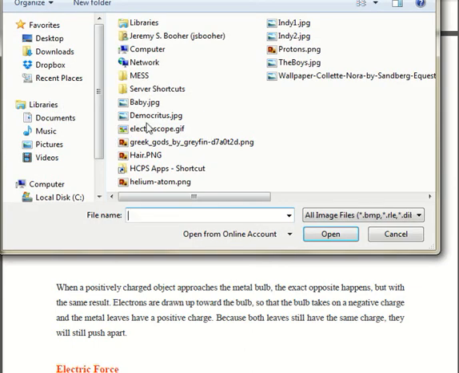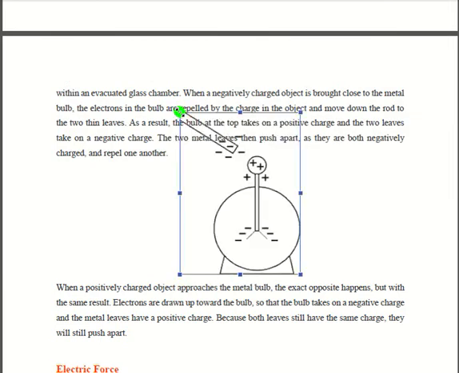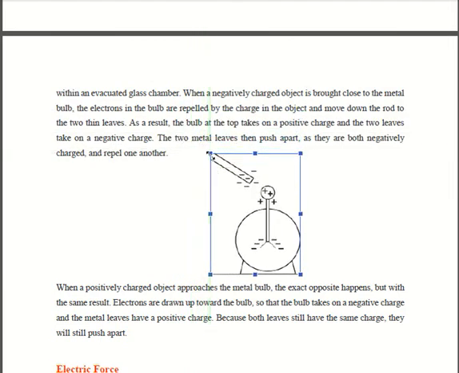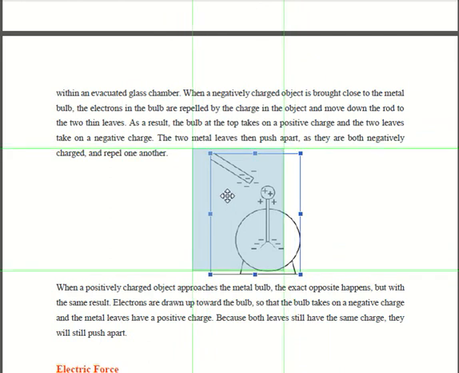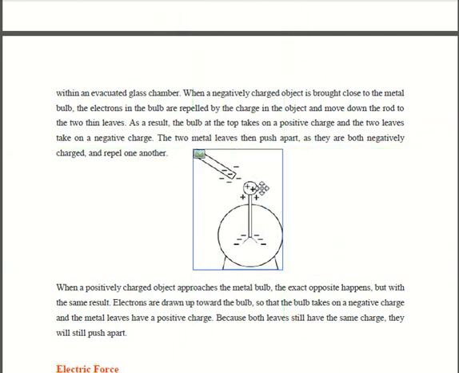Alright, so let's add in this picture of the electroscope. Alright, so here is the metal bulb that we were talking about. And it's connected with some conductive material to these two metal leaves down at the bottom. So this is the evacuated glass chamber. Just looks like a big glass ball.